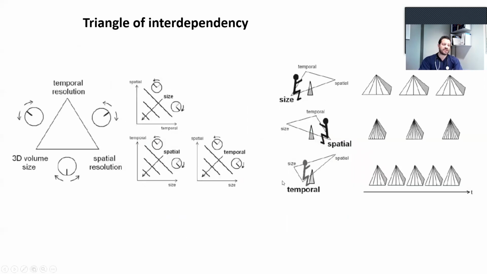About the triangle of interdependency, this triangle is a relationship between the spatial resolution, the temporal resolution, and the 3D volume size. What do we mean about these relations? We mean that when we increase the volume size of the image that we obtain, at the same time we decrease the temporal resolution, which is the frame rate, and the spatial resolution, which is the quality of the structure that we want to obtain.